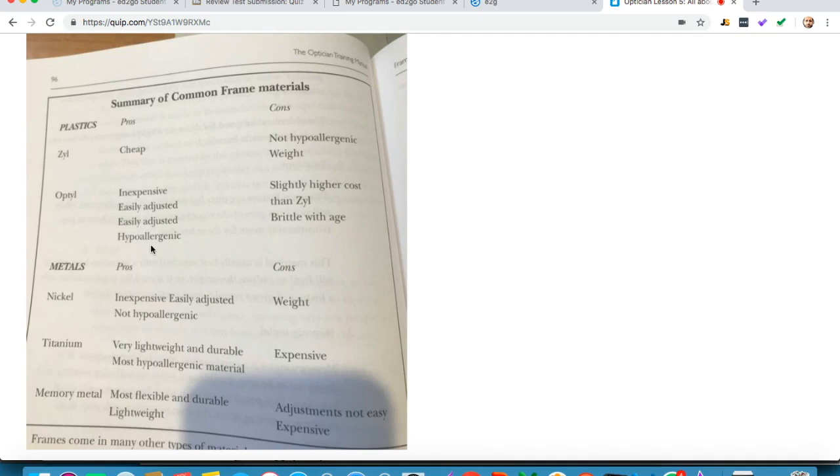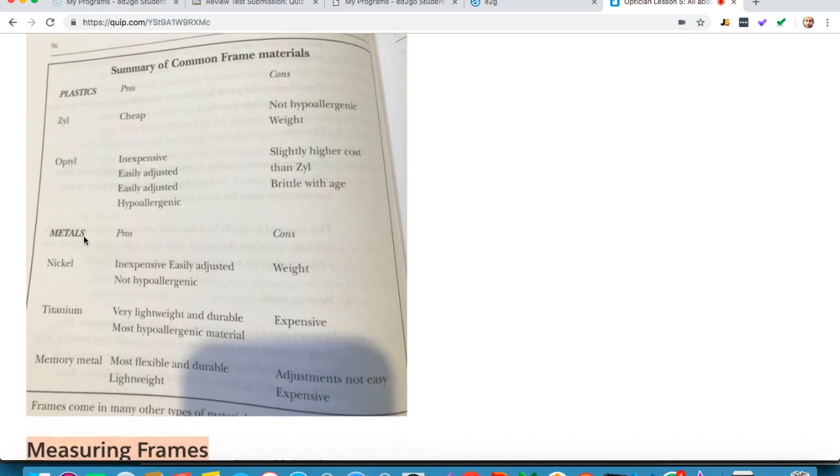and it is hypoallergenic. Hypo means under, allergenic means pertaining to allergies. So hypoallergenic means fewer allergies, or it means this material doesn't cause allergies in most people. The cons are that it's slightly higher cost than zyl, and it's brittle. It becomes brittle with age.